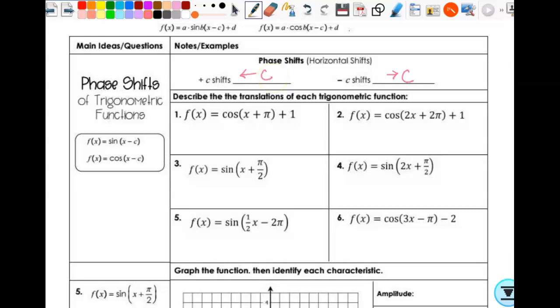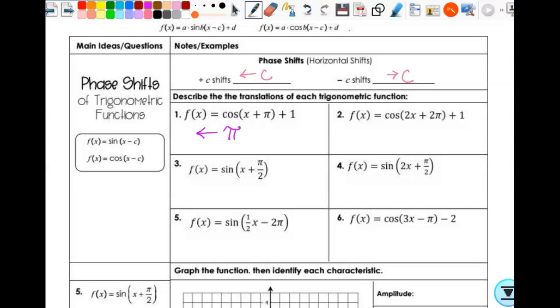Okay. So we want to describe the translations. Actually, I just realized we'll just describe the horizontal translations, because that's all the new part here. So in number one, I have x plus pi, so that means I'm going which direction? Left and pi units, because your x values, those are your inputs, those are your radians, so it should make sense that they're in pi. Right.